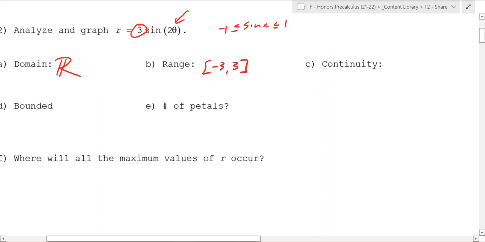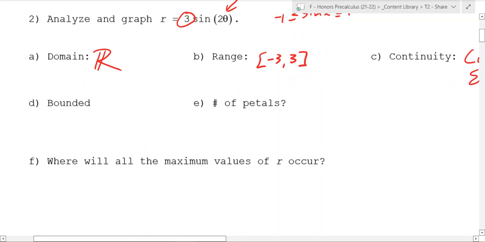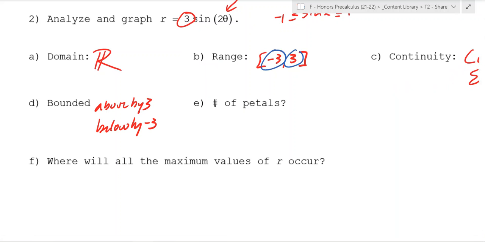Now sine is defined everywhere, so 3 sine 2 theta is defined everywhere. So it's continuous everywhere. Nice. How is it bounded? Well, we know it's bounded above by 3 and below by -3. And keep in mind these are r values. r equals that and r equals that. Here, r is the distance from the origin, the pole.